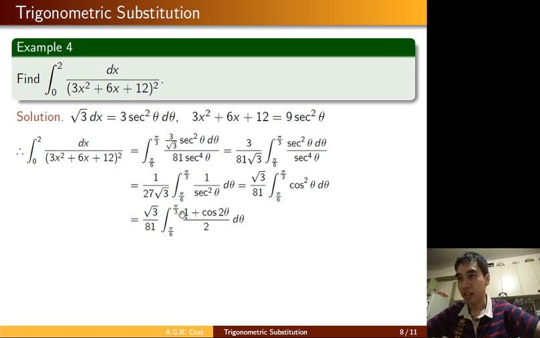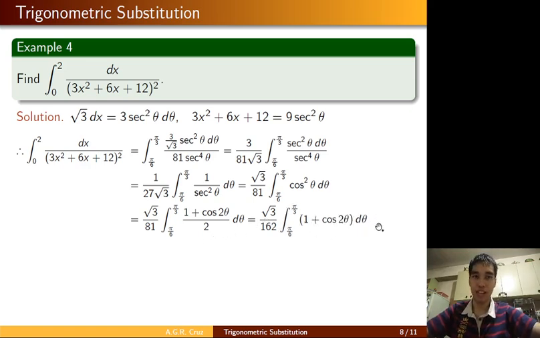Okay? And then labas lang natin yung 1 half from all of this. You get square root of 3 all over 81 times 2 is 162. Okay? And then times the integral of 1 plus cosine 2 theta d theta. Okay? So you have square root of 3 over 162 and then times the integral of all of this.